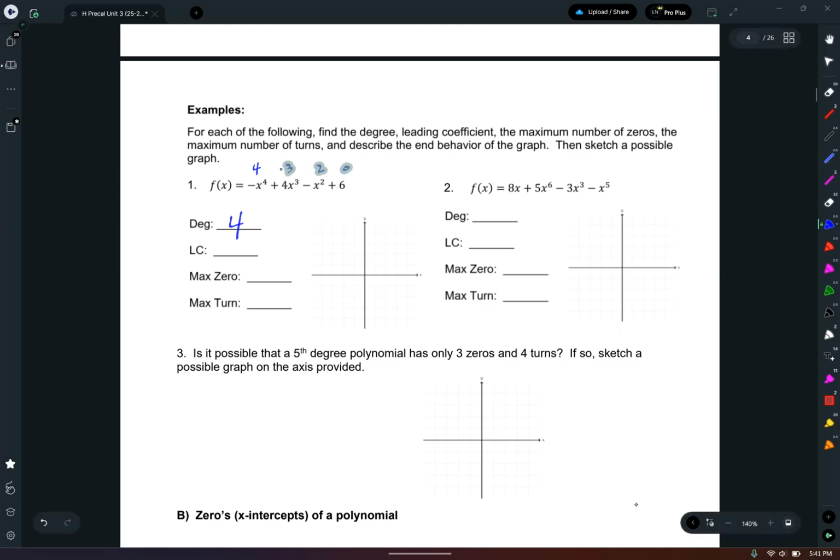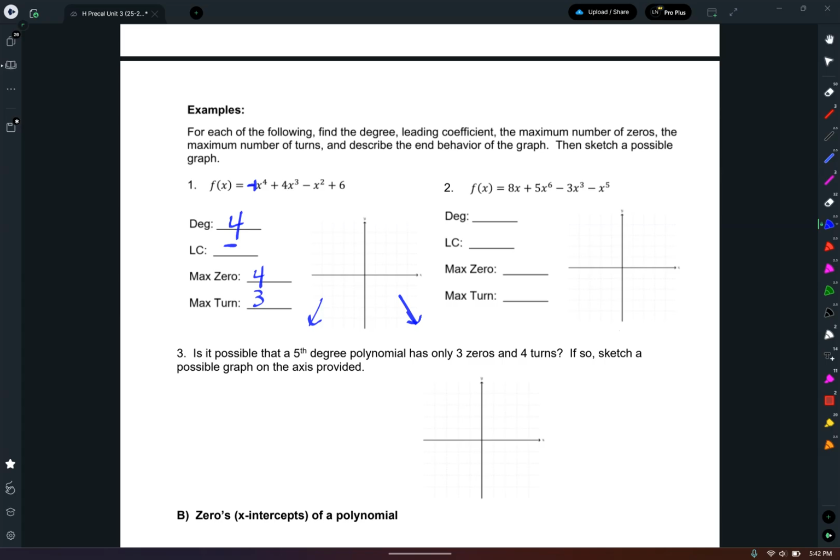Now, the leading coefficient is actually this -1 in front of the x to the 4th. I don't care that it's a 1. All I really care about is that it's negative. So if I have an even degree with a negative leading coefficient, that means both ends of this graph are going down. Remember, the maximum number of zeros is exactly the same as the degree, and the maximum number of turns is 1 less than the degree.